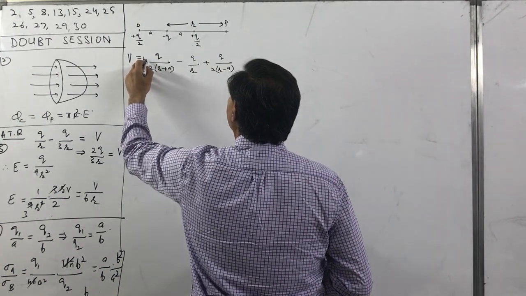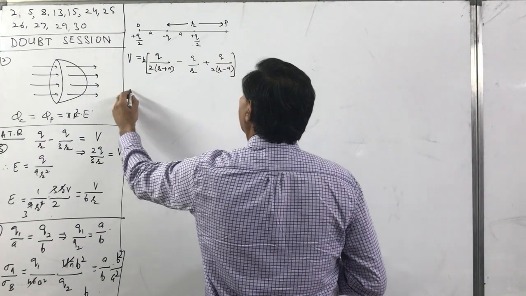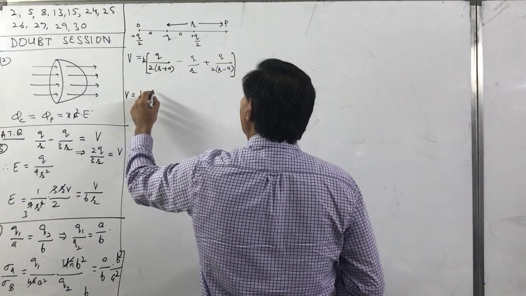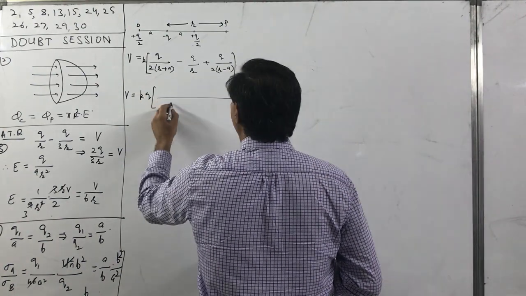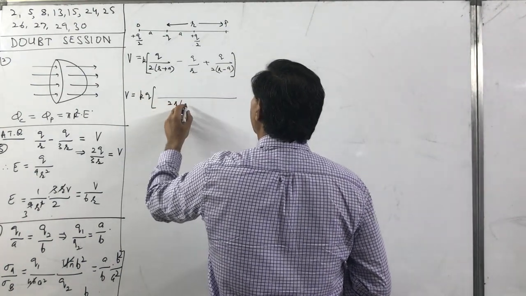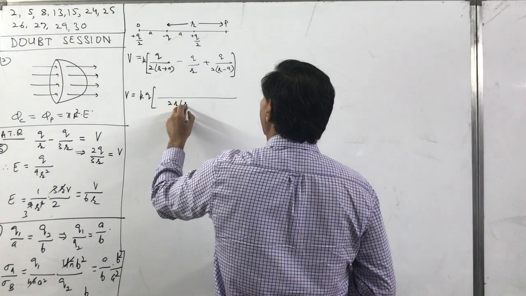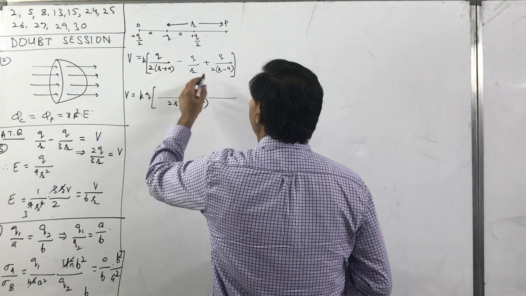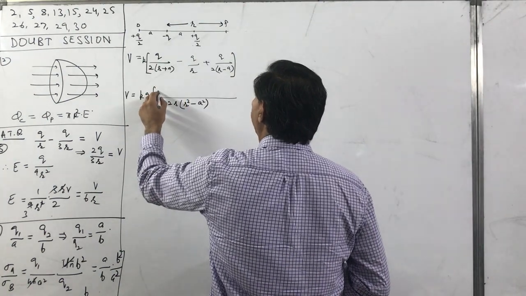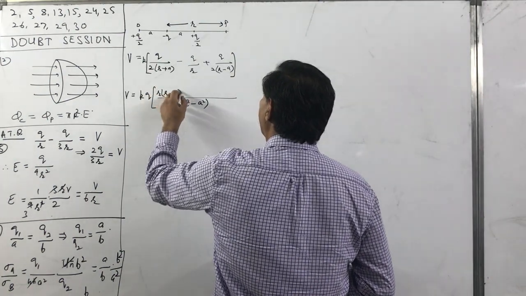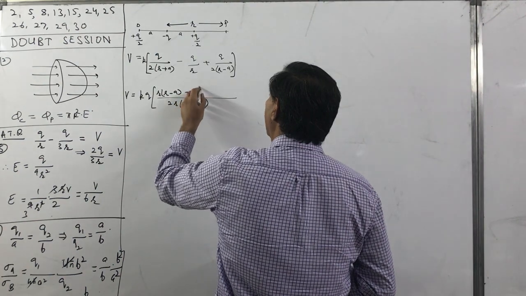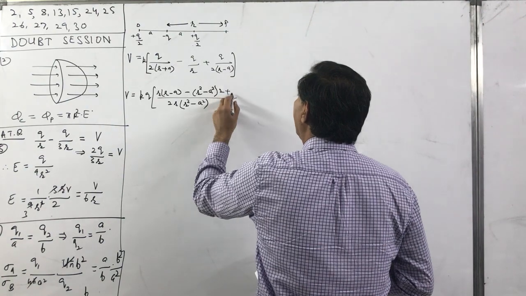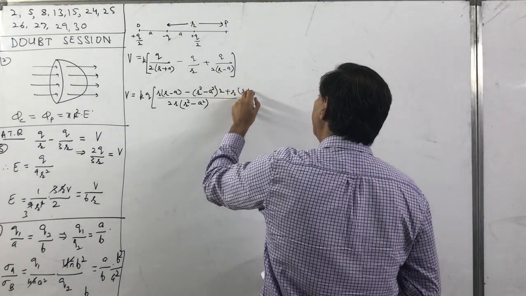This K is outside. This is K, Q. The LCM over here is going to be 2R into R square minus A square. Thus over here we are going to have R into R minus A minus R square minus A square into 2 plus R into R plus A.